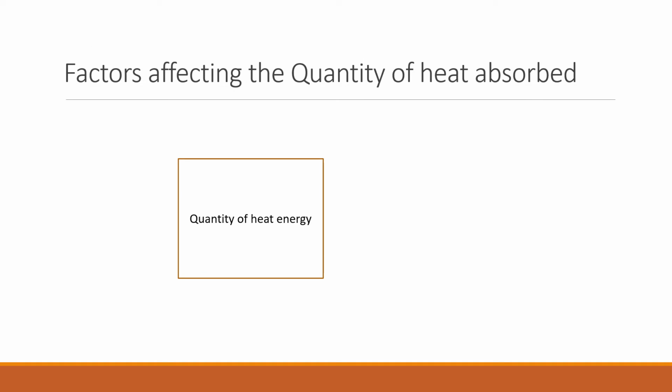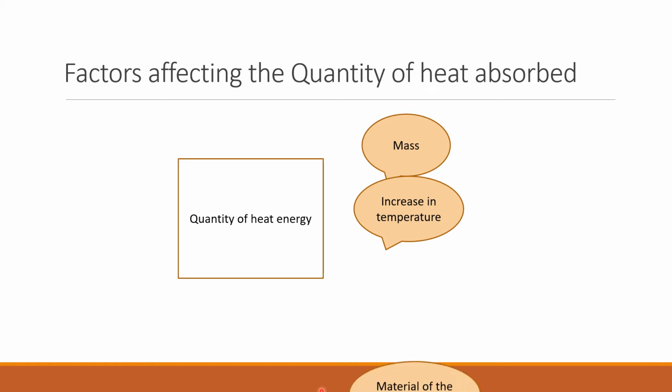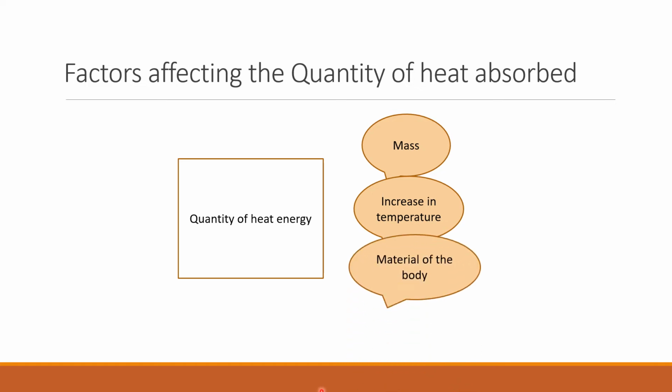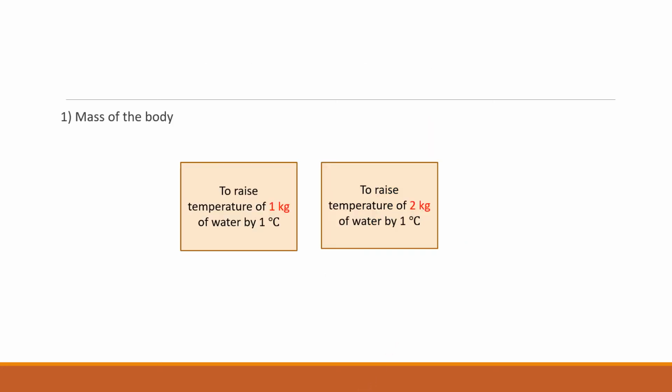There are other factors which are affecting the quantity of heat energy absorbed. Those are mass, temperature, which we have already discussed, and the third one is the material of the body. These are the three factors which affect the quantity of heat absorbed by the body. Let's discuss each one of them, starting with the mass of the body.